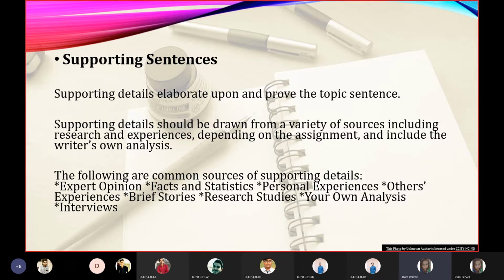So the first one is topic sentence. In the topic sentence, you introduce the topic, and then in supporting sentences, you support the topic sentence and write more about it. You elaborate it. You write more details about the topic sentence. So I hope this slide is clear. If you have any question or if you don't understand anything, please let me know.